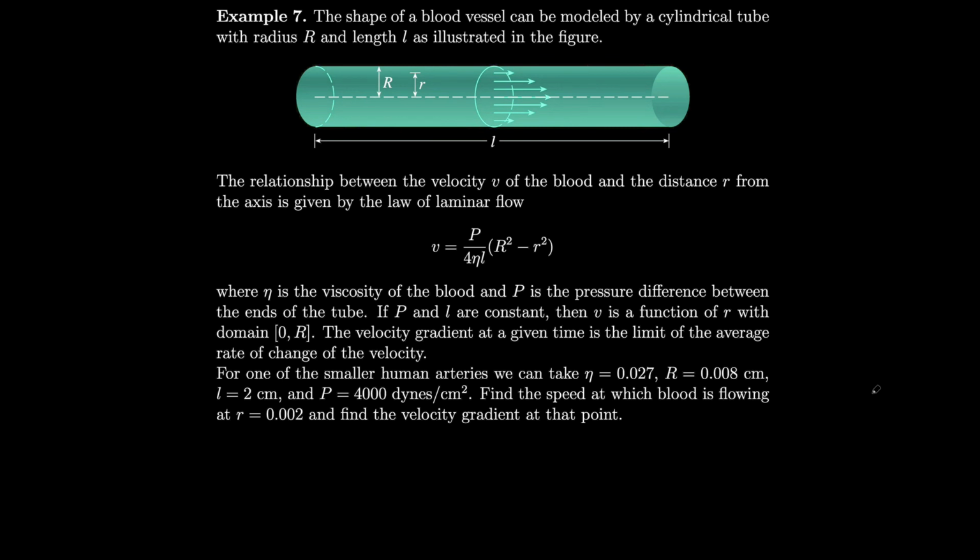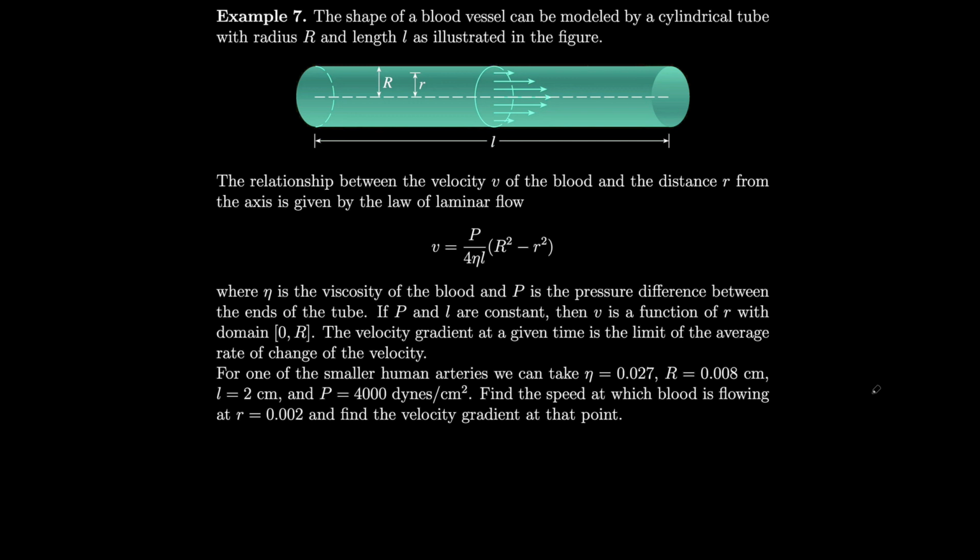The shape of a blood vessel can be modeled by a cylindrical tube with radius big R and length L, as illustrated in the figure. The relationship between the velocity v of the blood and the distance r from the axis is given by the law of laminar flow, where v equals P over 4 times eta times L times (R squared minus r squared), where eta is the viscosity of the blood and P is the pressure difference between the ends of the tube.